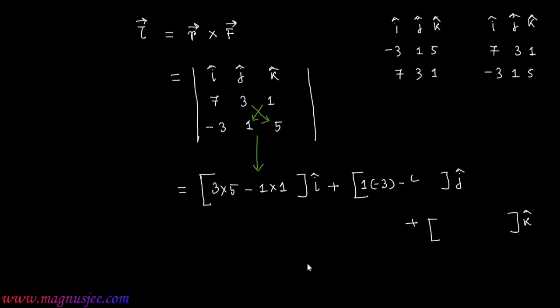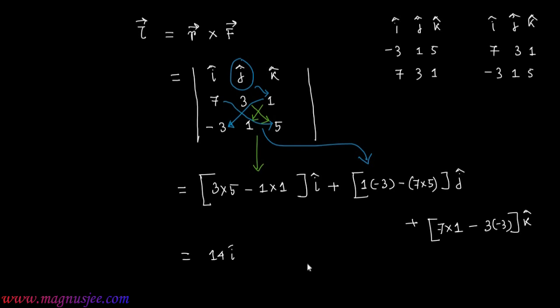Similarly, we can write 1 into minus 3 minus 7 into 5. Blocking j cap, the immediate right hand rectangular component of j cap is 1. That's why multiplying 1 into minus 3 minus 7 into 5. Then for finding the rectangular component of k cap, we can write 7 into 1 minus 3 into minus 3. Finally, we get vector tau as equal to 14 i cap minus 38 j cap.